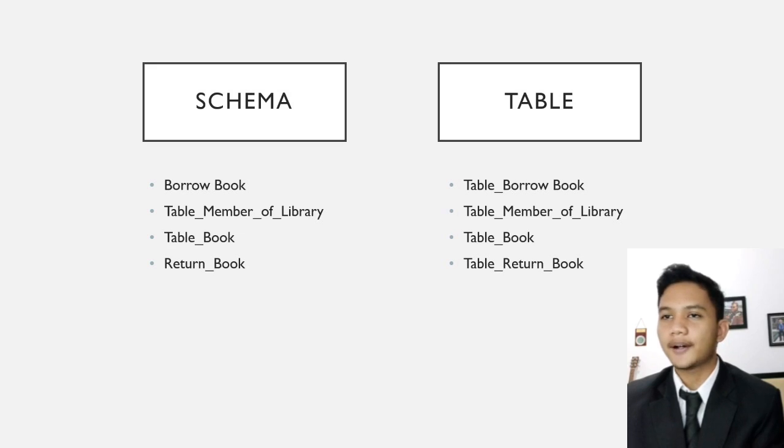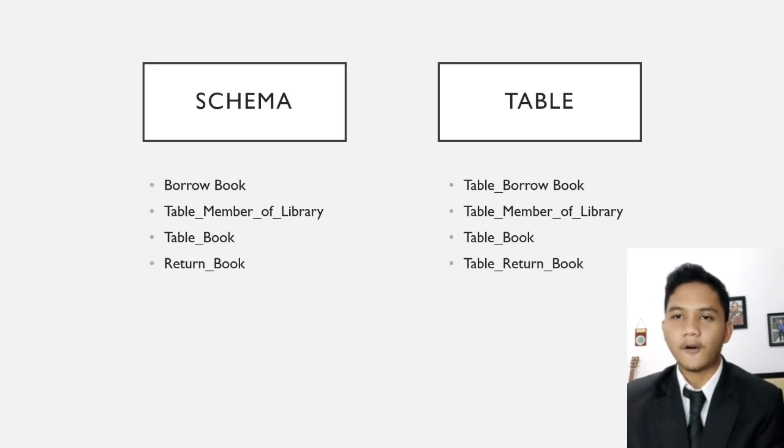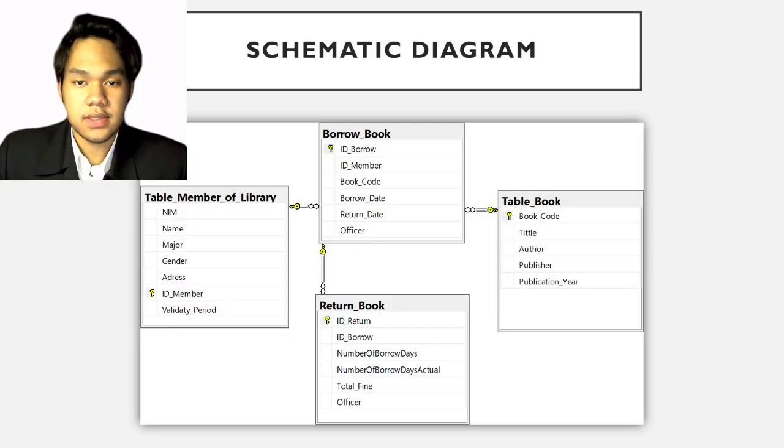And then we have table return book. This table contains ID return, ID borrow, number of borrow days, number of borrow days actual, total fine, and then officer. And the last is table book. Table book contains book code, title, author, publisher, and then publication year. As we can see on the schematic diagram, there's borrow book, which includes ID borrow, ID member, book code, borrow date, return date, and officer.